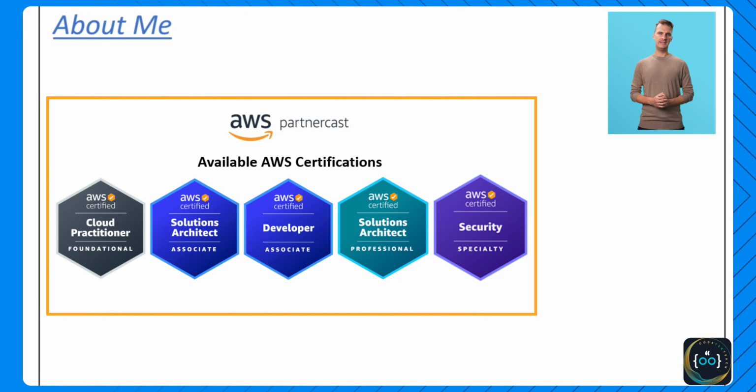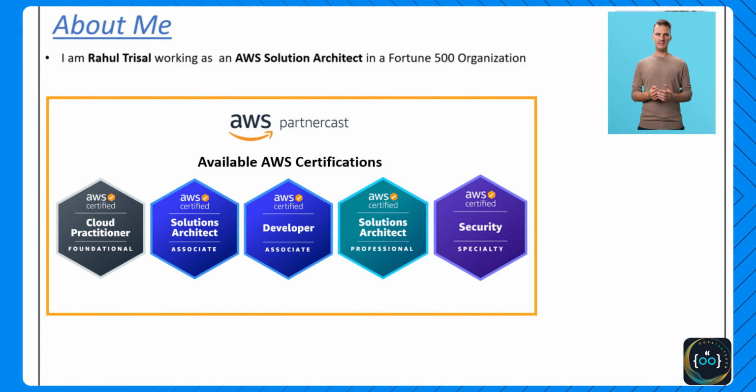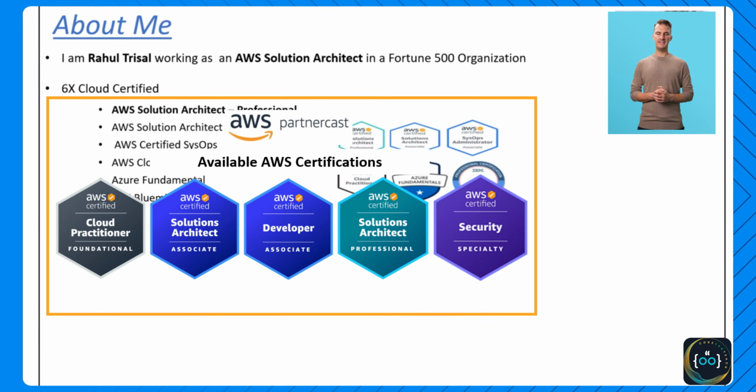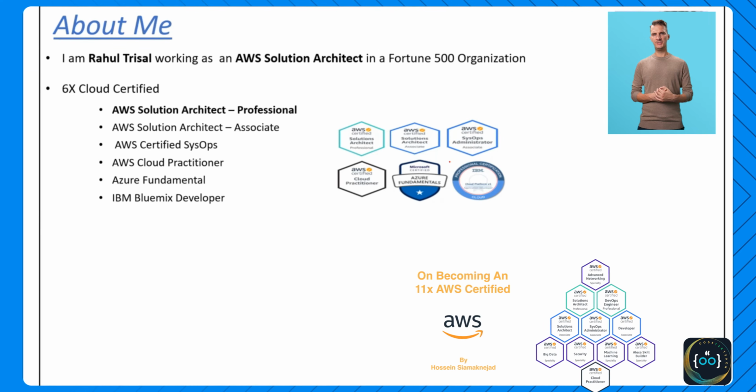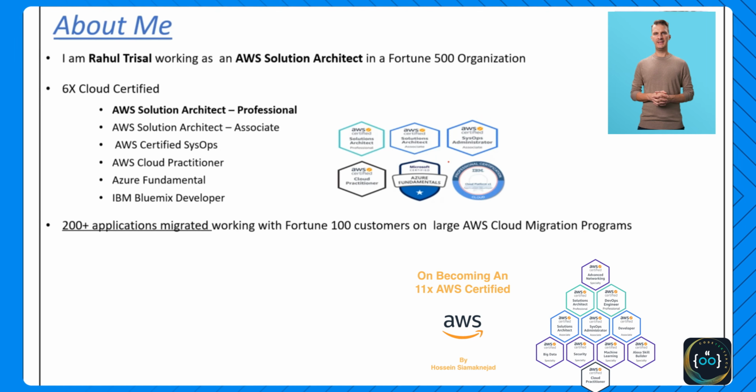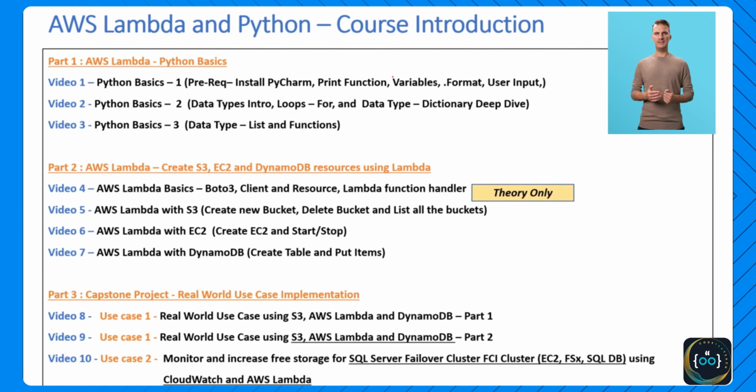Quick introduction about me. My name is Rahul Drissel and I work as an AWS solution architect for a Fortune 500 company. I'm 6x cloud certified, including AWS solution architect professional, associate and certified SysOps. I have migrated more than 200 applications with Fortune 100 customers, working on a large AWS cloud migration program as part of my organization. So, a quick walkthrough of this course.